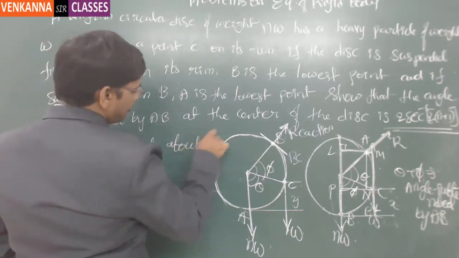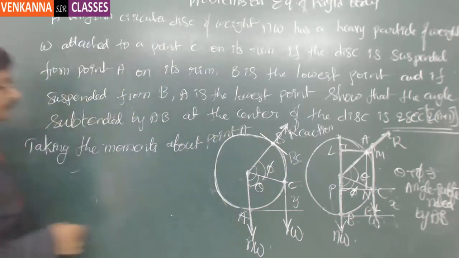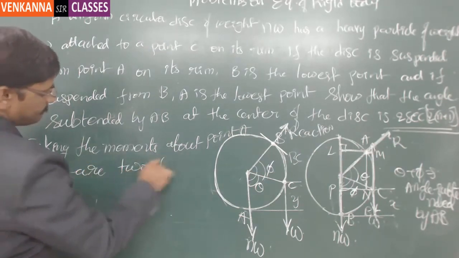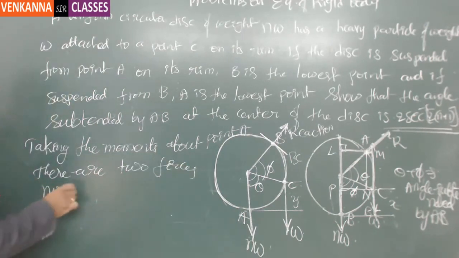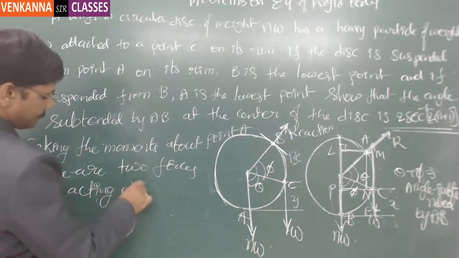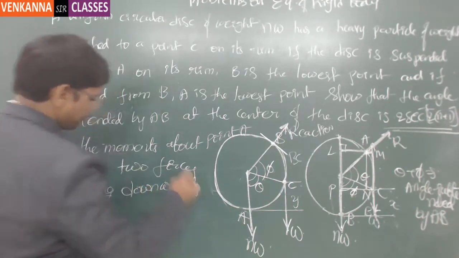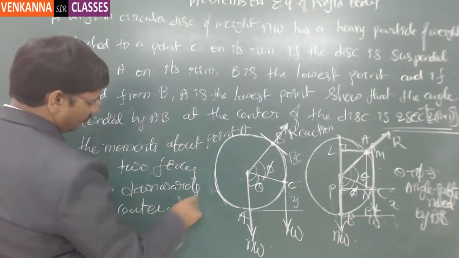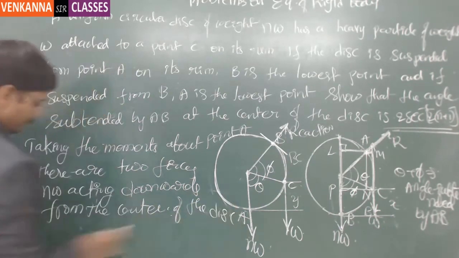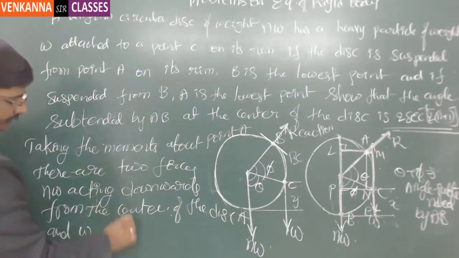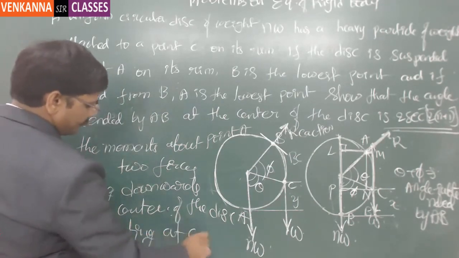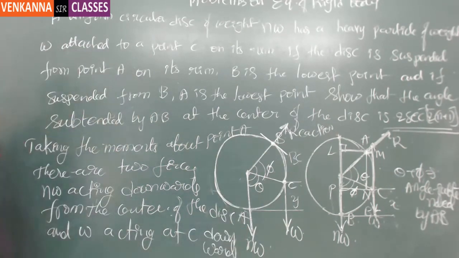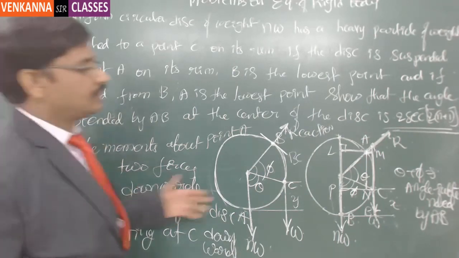about point A. There are two forces: NW acting downwards from the center of the disc, and W acting at C downwards, right? Okay. So note down this, I am going to erase it and then try to solve this problem.